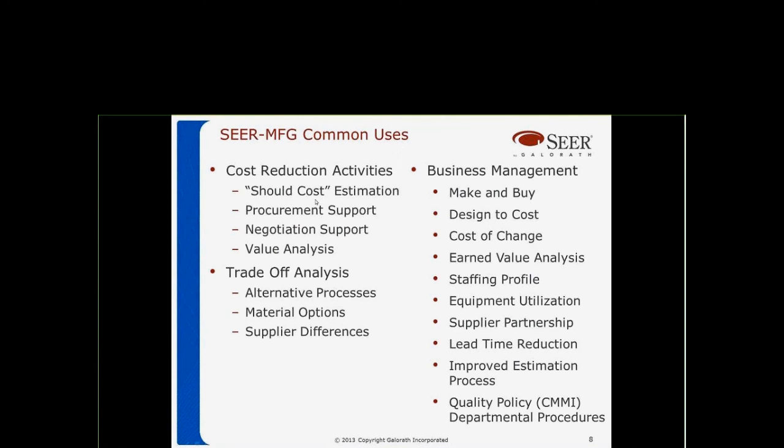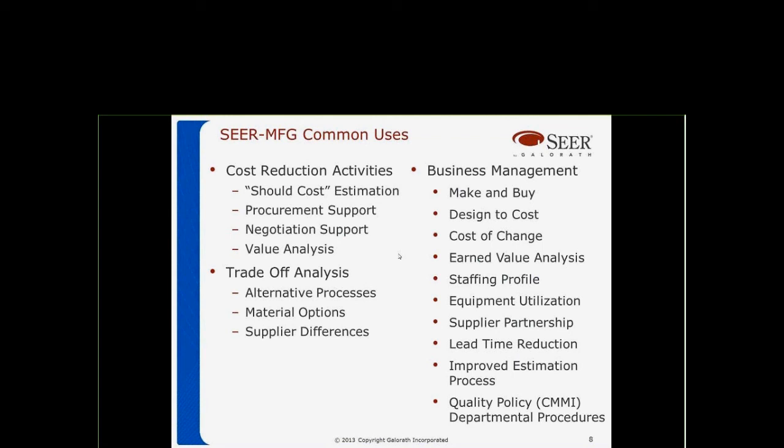Here are some of the common uses for our tool, the manufacturing tool. And under cost reduction activities, should cost estimation absolutely goes at the top. Procurement support, negotiation support also, as well as value analysis. Trade-off analysis, so that as you're building a design, you can come up with alternatives and figure out which ones are the most viable as far as cost is concerned, and then make decisions based on that. Simple things like understanding where the cost is. Is it in a material or is it in the labor? Maybe it's in the tools. Having that knowledge fortifies the understanding of putting those costs together and doing the trade studies, and then being able to do adjustments so that you can get a leaner answer, if you will, for the things that you're trying to design and build.